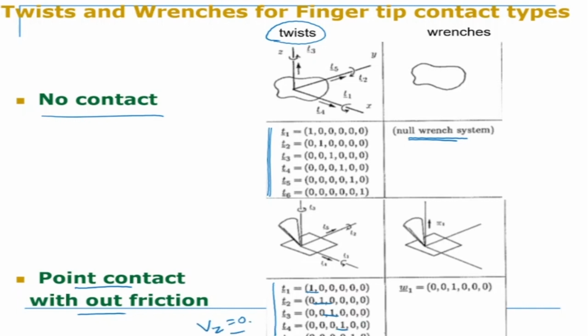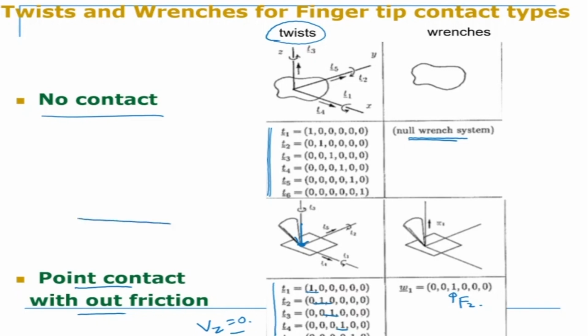Now in place of vz, because there is a constraint there, I can apply a force in this direction, and that is coming here as fz. Okay, so I can apply a force in this direction, and I cannot apply moments in any other direction or forces in any other direction. Why? Because there is no friction.